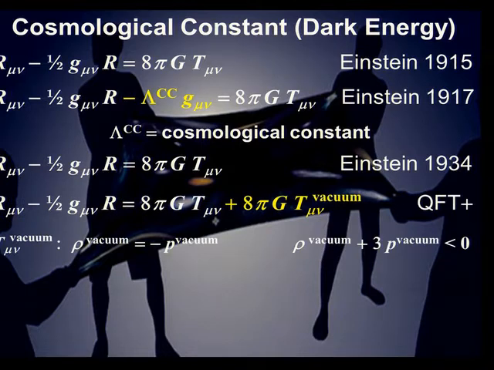From a particle physics perspective, or the perspective of a quantum physicist, there are also contributions to the stress-energy tensor that come from the energy density of the vacuum. And if you have vacuum energy density, the equation of state it satisfies is that the energy density is minus the pressure, so rho plus 3p is negative.